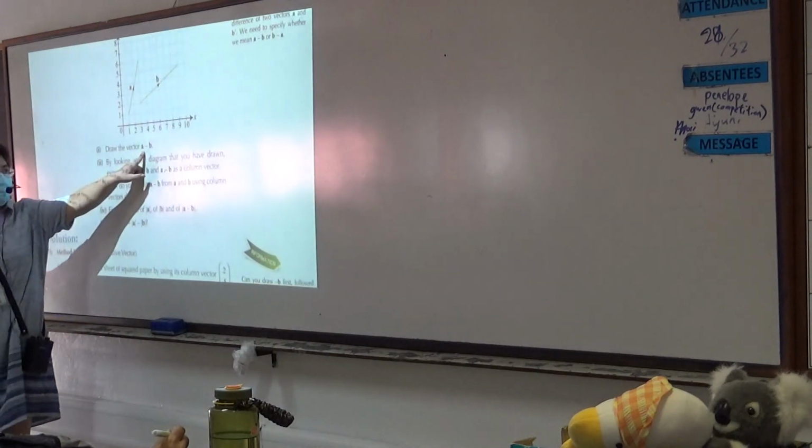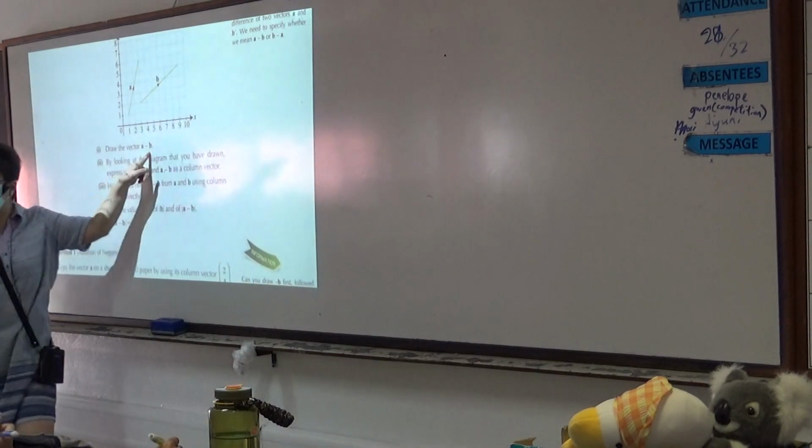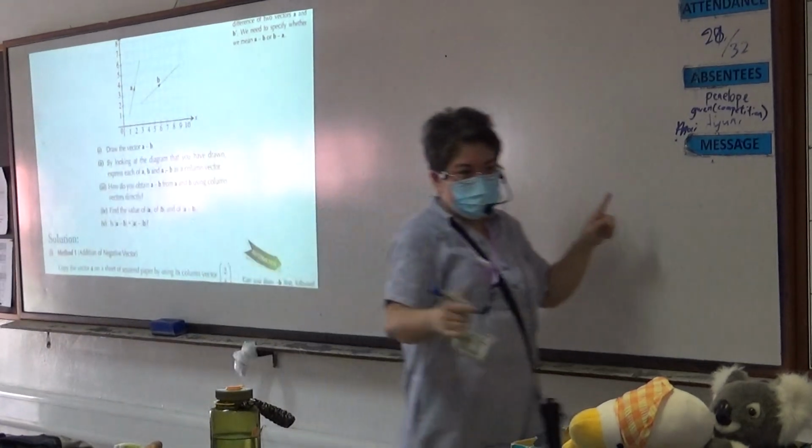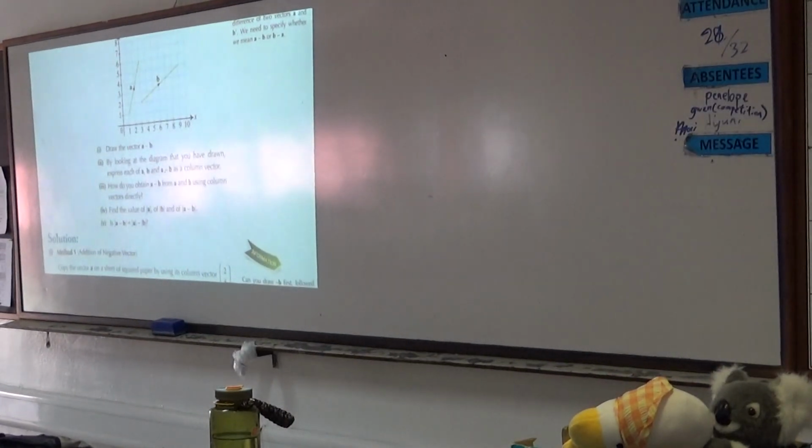Draw the vector A minus B. Okay, can all of you look at the next page? On page 184, can you see they draw the vector A minus B already? Okay, next one. By looking at the diagram that you have drawn, express each of A, B, and A minus B as a column vector.